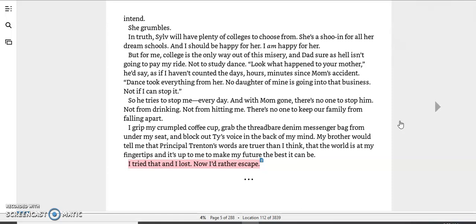I grip my crumpled coffee cup, grab the threadbare denim messenger bag from under my seat, and block out Ty's voice in the back of my mind. My brother would tell me that Principal Trenton's words are truer than I think, that the world is at my fingertips and it's up to me to make my future the best it can be. I tried that and I lost. Now I'd rather escape.